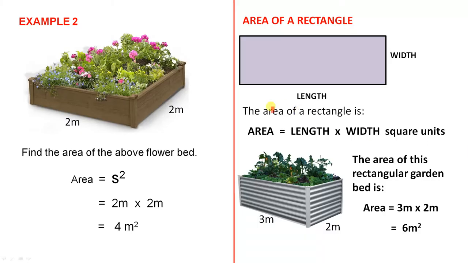Example 2. Find the area of the above flower bed. We know the area is s squared. Since the sides are each 2 metres, the area is 2 metres by 2 metres, which is 4 square metres.